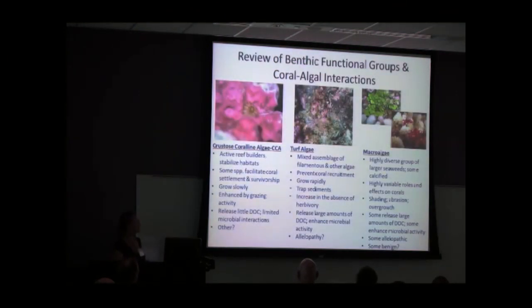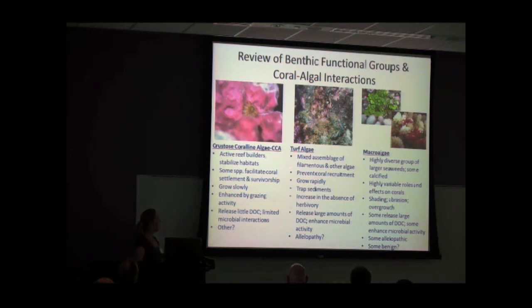So if we take a look at these different functional groups, remember the coralline algae, the turf algae, the macroalgae, we know the CCAs are active rebuilders. They stabilize habitats. Some species facilitate coral larval settlement and survivorship. They grow slowly. They're enhanced by grazers. They release a little DOC. They have limited microbial interactions, and probably have many other important roles on reefs.